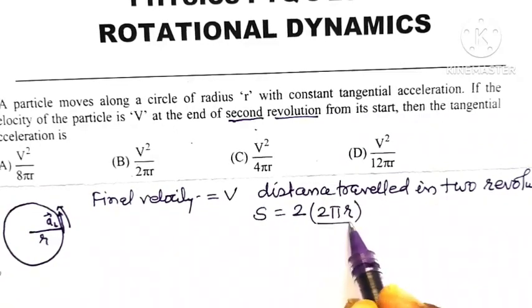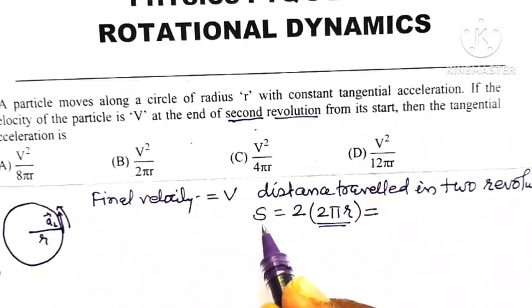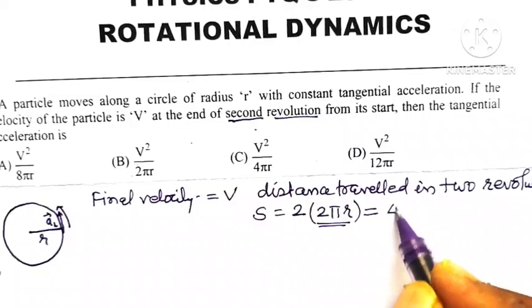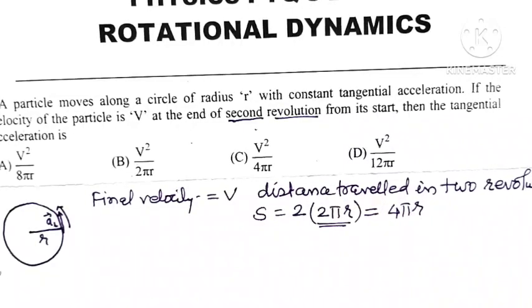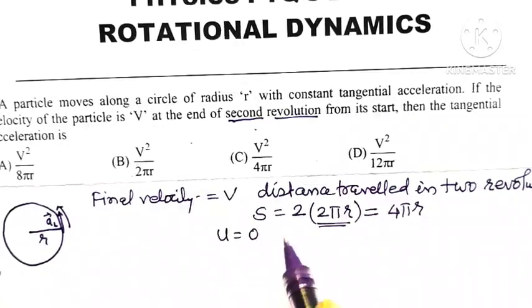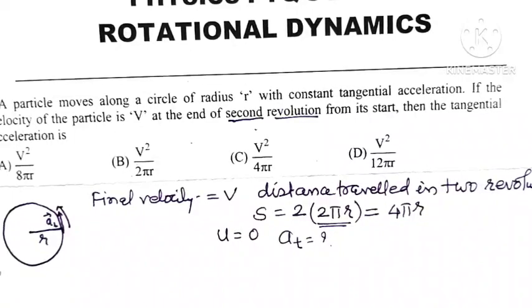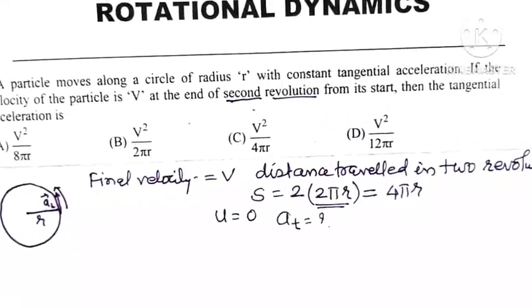What is the formula for the circumference of a circle? 2 pi r. So the distance traveled by the particle in 2 revolutions is 4 pi r. Now the initial velocity of the particle u is equal to 0, and we want to find out the tangential acceleration.